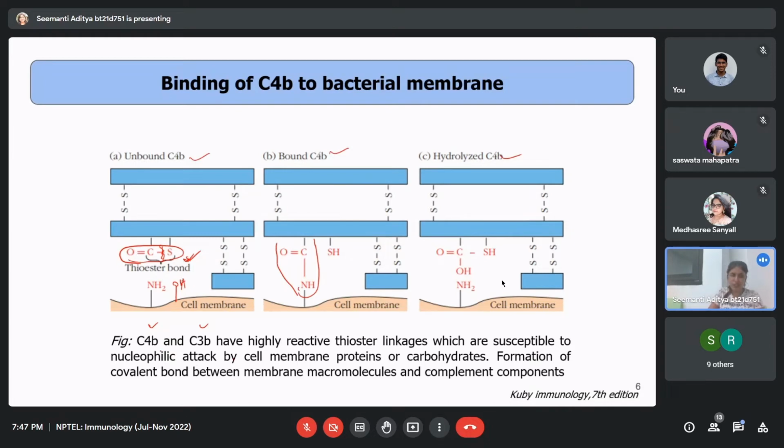So here you see that C4b and C3b have highly reactive thioester linkages, which are susceptible to nucleophilic attack by cell membrane proteins or carbohydrates. So there is formation of a covalent bond between membrane macromolecules and complement components. So this is a covalent bond that is formed. There are no non-covalent linkages between the cell membrane and the membrane bound portion of the complement protein. All these are covalent linkages, and they are very strong, and therefore they coat the surface of the proteins in a very strong manner, and they are not easily removed.